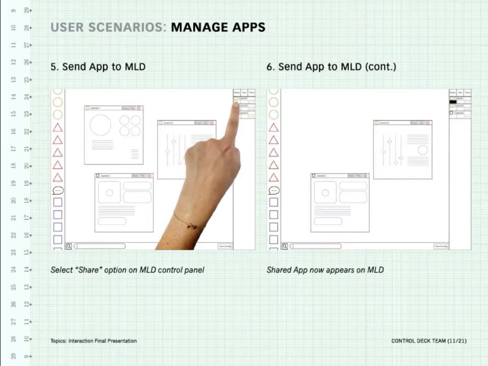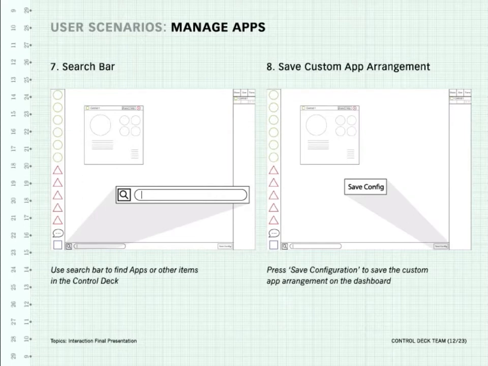When the user clicks the Share button on the control panel, then the app will be shared on the multi-layer display screen. The user can also adjust the screen size and the opacity on the multi-layer display screen. Also, the user can adjust the screen position and size. The search bar is on the bottom and can be used to find any aircraft information the user needs. The arrangement of the apps on the dashboard can be saved into your preferences by pressing the Save Configuration button.